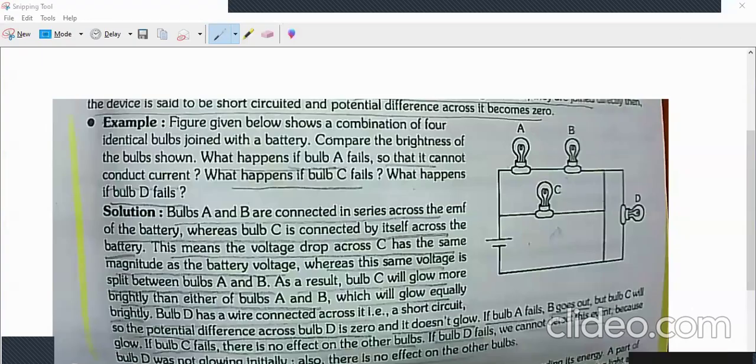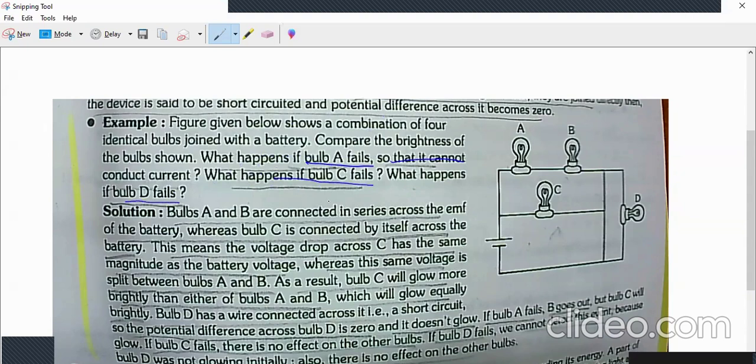Figure shows a combination of four identical bulbs joined with a battery, and compare the brightness of the bulb shown. What would happen if A fails so that it cannot conduct? What happens if C fails? What happens if D fails?